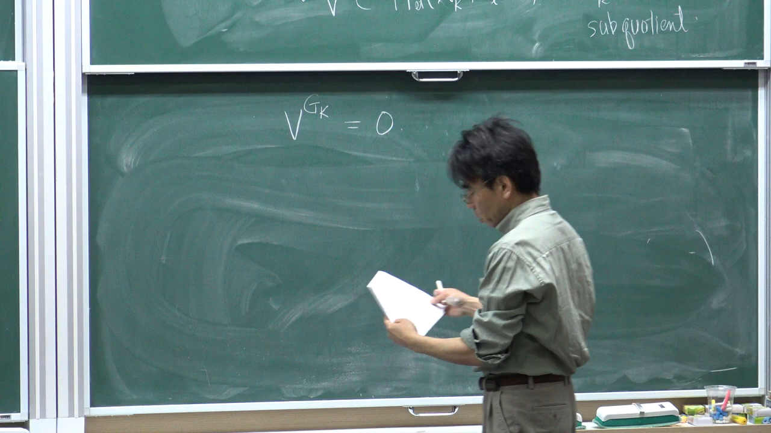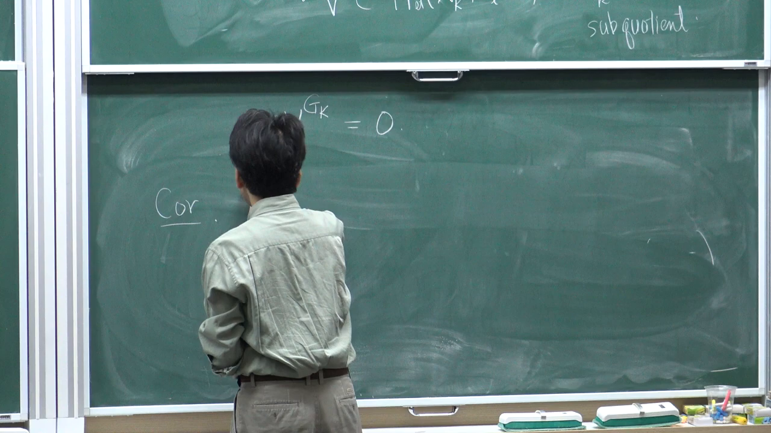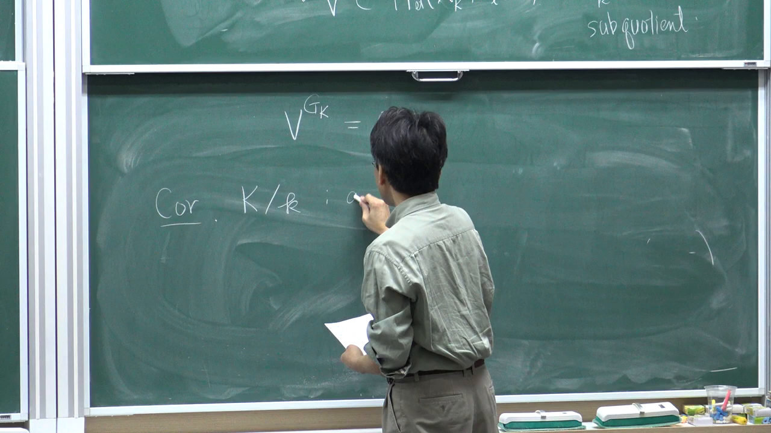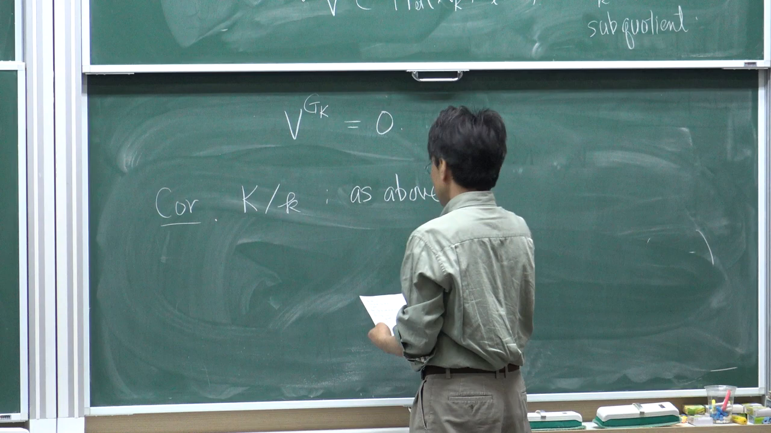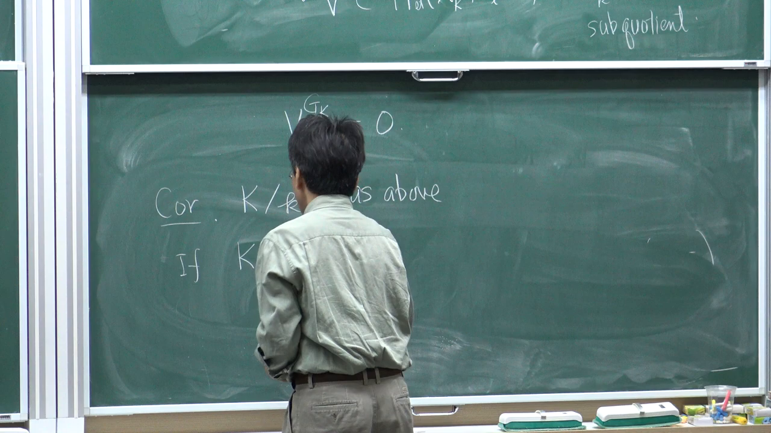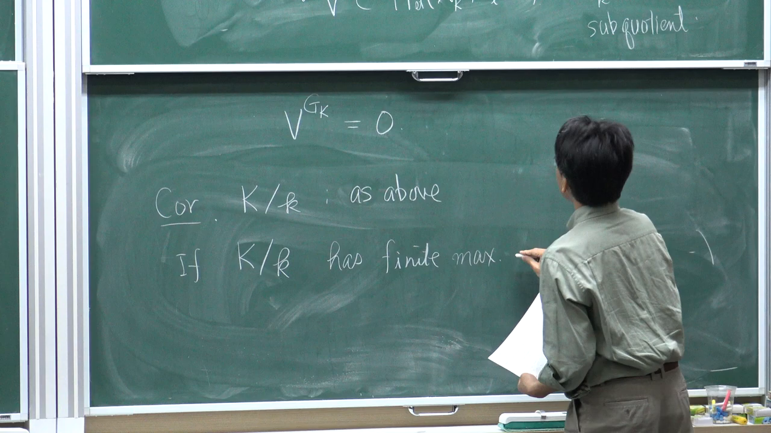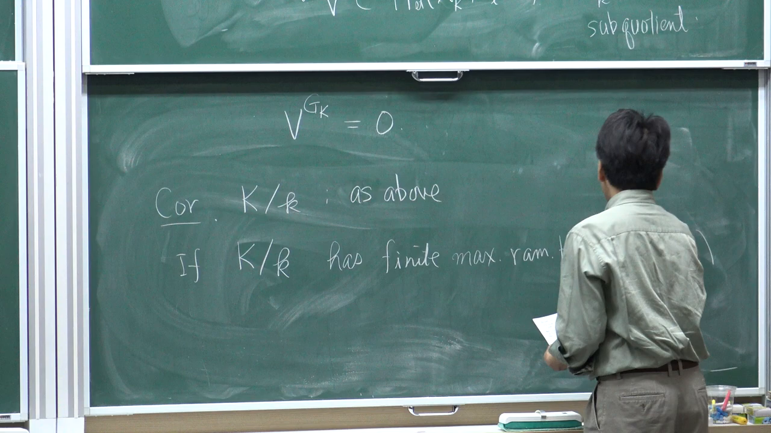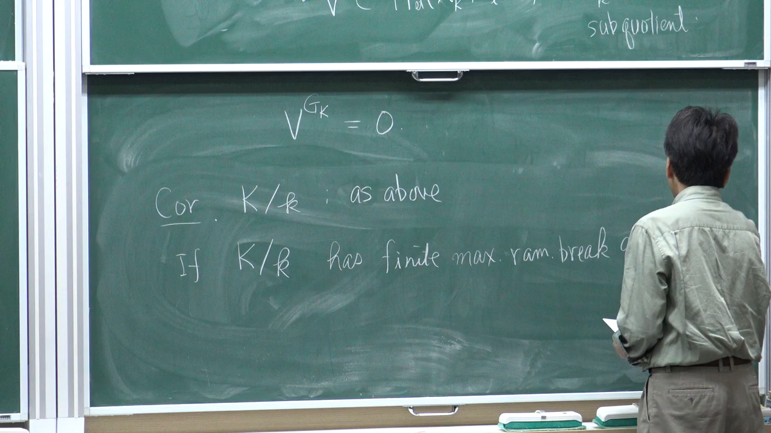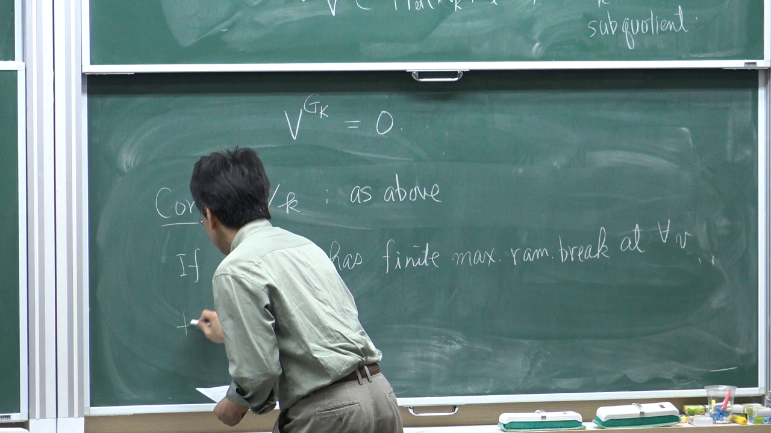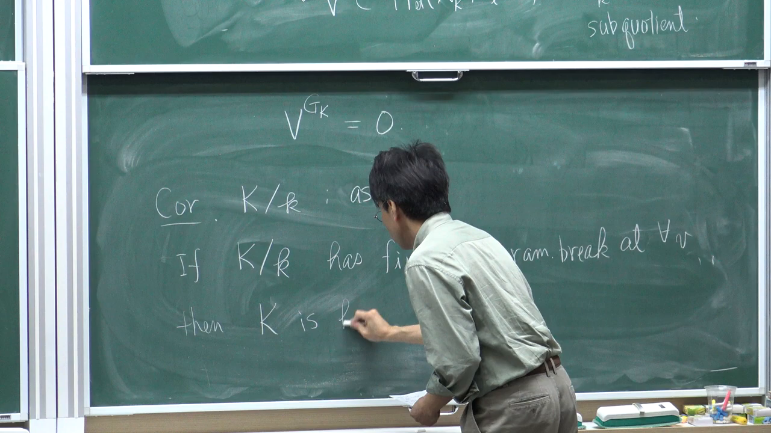As a corollary, if k and capital K are as above, and if capital K has finite maximal ramification break at all finite places, then K is highly Kummer faithful.